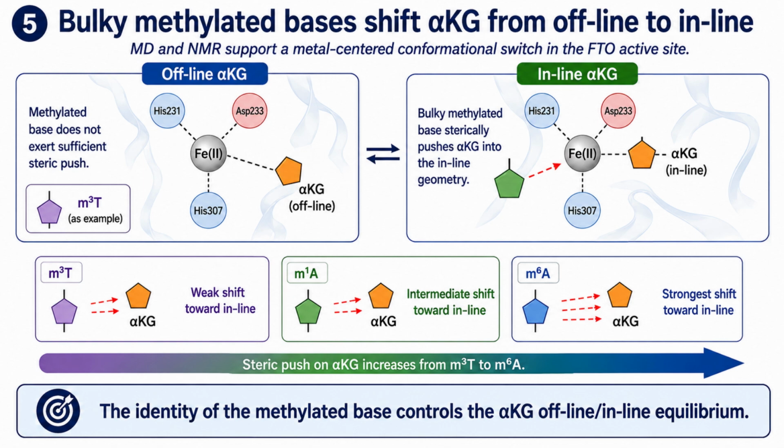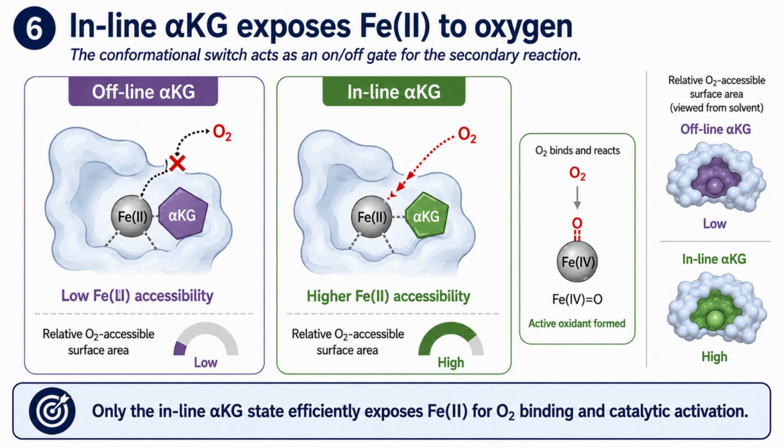Bulky methylated bases sterically push alpha-ketoglutarate toward the inline state. m6A provides the strongest shift. m1A gives an intermediate effect, and m3T fails to efficiently stabilize the inline conformation. This switch controls oxygen activation. Only the inline alpha-ketoglutarate state efficiently exposes iron(II) to incoming oxygen, allowing formation of the reactive iron(IV)-oxo species needed for demethylation.